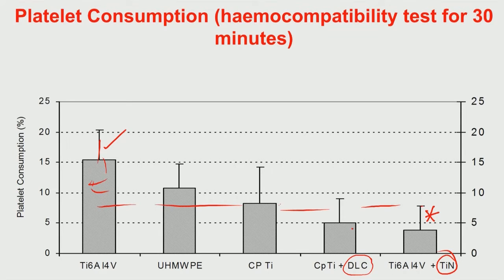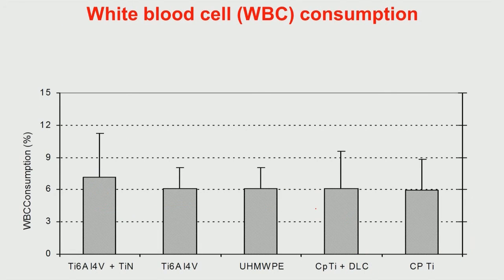Similarly, if you put commercially pure titanium and DLC coating, again DLC coating has reduced, but may not be statistically significant because these error bars may overlap, as you can see quite clearly here. So, titanium nitride coating is certainly quite useful. DLC coating also reduces the platelet consumption. So, as far as hemocompatibility is concerned, that is the reason people are trying quite consistently to use ceramic coatings on a metallic material to get a better hemocompatibility property.